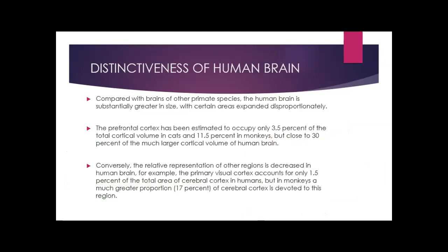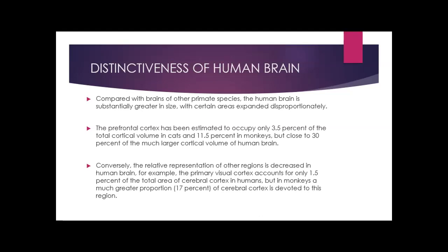Now, the distinctiveness of the human brain. Compared with brains of other primate species, the human brain is substantially greater in size, with certain areas expanded disproportionately. The prefrontal cortex has been estimated to occupy only 3.5% of the total cortical volume in cats and 11.5% in monkeys, but close to 30% of the much larger cortical volume of the human brain.